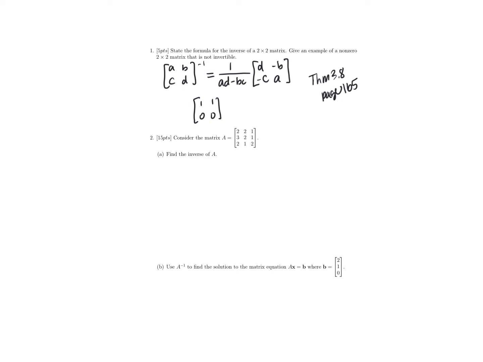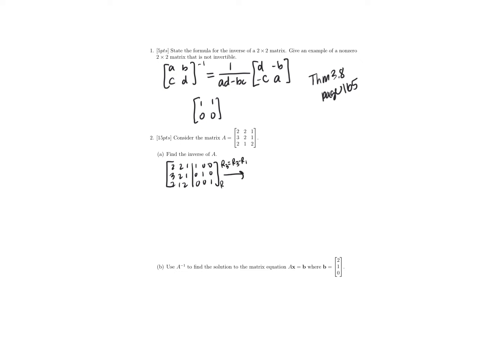Consider that matrix. Find the inverse of A. So to find the inverse, I'm going to make a super augmented matrix with that and 1, 0, 0, 0, 1, 0, 0, 0, 1. And then I'm going to row reduce that down. And so I can say row 3 equals row 3 minus row 1.